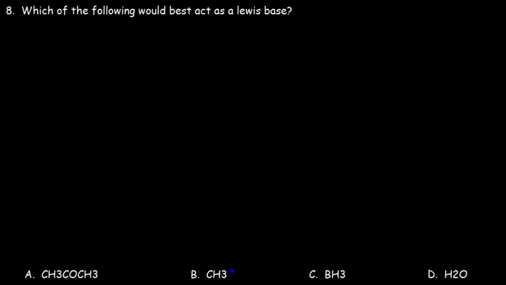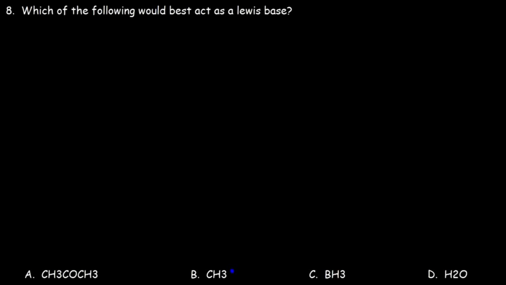Number 8. Which of the following would best act as the Lewis base? So in this problem, we need to identify which ones are the Lewis acids and eliminate them. And then we can easily see which one's going to be the Lewis base. A Lewis base is a nucleophile. It's electron rich. It's full of electrons, which means that it has a lot of lone pairs and it may have a negative charge. A Lewis base can donate a pair of electrons.